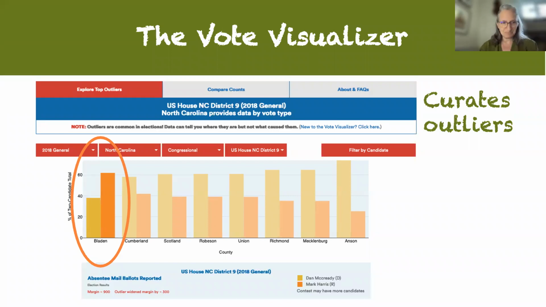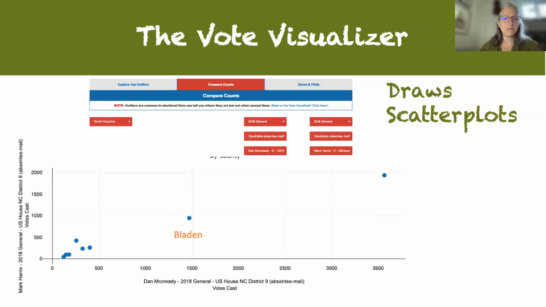The other piece of it is a more free-form way to draw scatter plots and explore election results on your own. And the nice thing is that you can just draw tons and tons of different scatter plots. So this is a scatter plot for the one I showed you. And I'm sorry, Bladen is mislabeled here. I don't know, can you see my pointer? This is Bladen County. Not this one, this one. So you can visually see the outlier. And you can do all kinds of things.